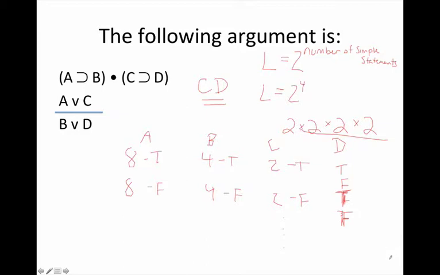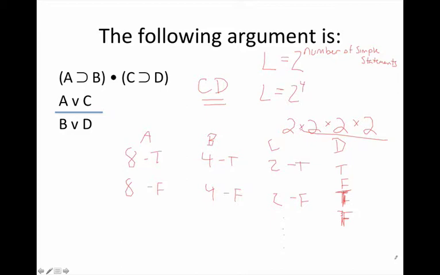Another way we could test this argument for validity is by an indirect truth table. I'd like to try that with you just to see what you think about this. It may be the case that you go, "Ooh, cool, it's so much easier than 16 rows." And some folks are going to say, "Oh my gosh, I don't like this at all." But let's give it a try.